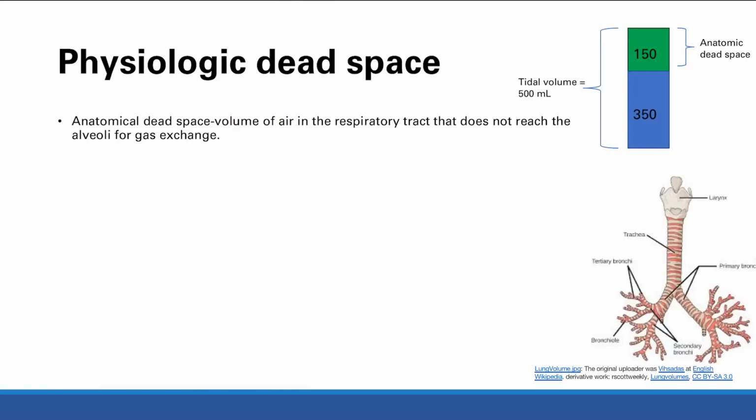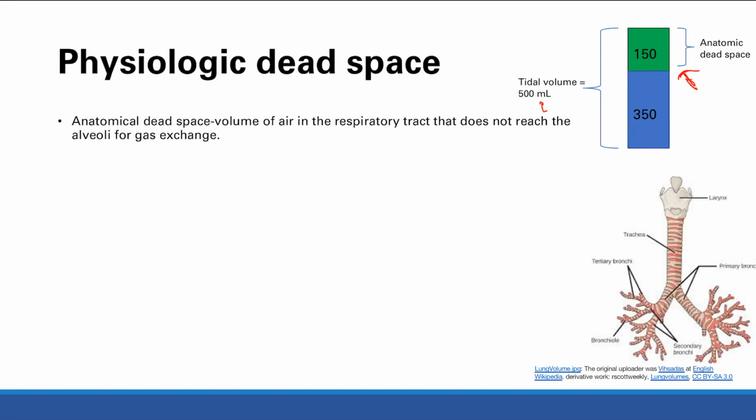Now we're going to talk about dead space. First is physiological dead space, or first is anatomical dead space, excuse me. This is the volume of air in the respiratory tract that does not reach the alveoli for gas exchange. So remember what I said, in a normal breath, we take in about 500 milliliters of air. About 150 milliliters of that does not reach the alveoli. Okay, and where does it go?